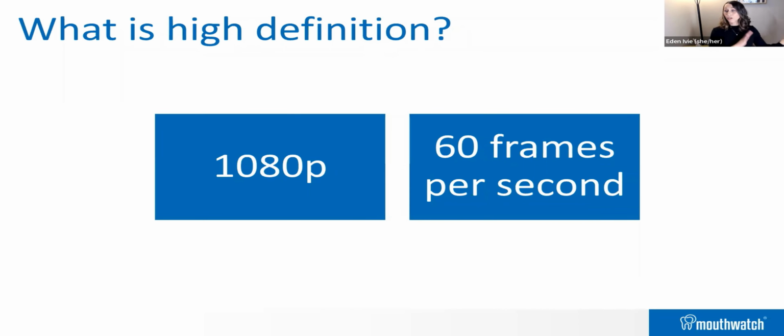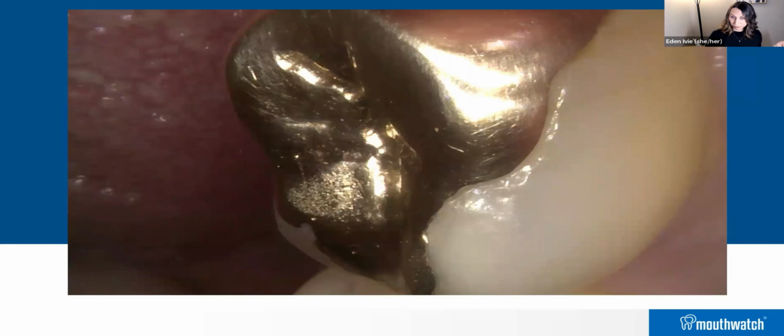Anything lower than 30 frames per second is going to cause your images to appear jerky. It's not going to be a smooth flowing image. 60 frames per second is necessary for that smoothest video display. And the Mouthwatch Plus camera is both 1080p and 60 frames per second. So that's when you get these beautiful, clear, crisp images. And like I mentioned before, you're able to blow these images up to your large, 30-inch monitor during treatment presentation and keep that clear, crisp image.